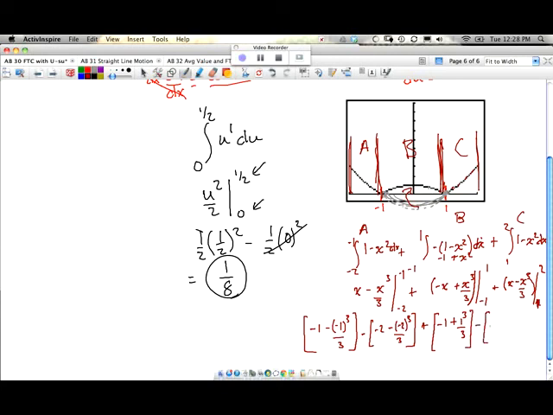Then we got minus positive 1 plus negative 1 cubed over 3. And then the last two, so right now we just did A, and then we did B. Let's look at C. We'll do C down here. Plus, now we have from 1 to 2, so that's going to be 2 minus 2 cubed over 3 minus 1 minus 1 cubed over 3.